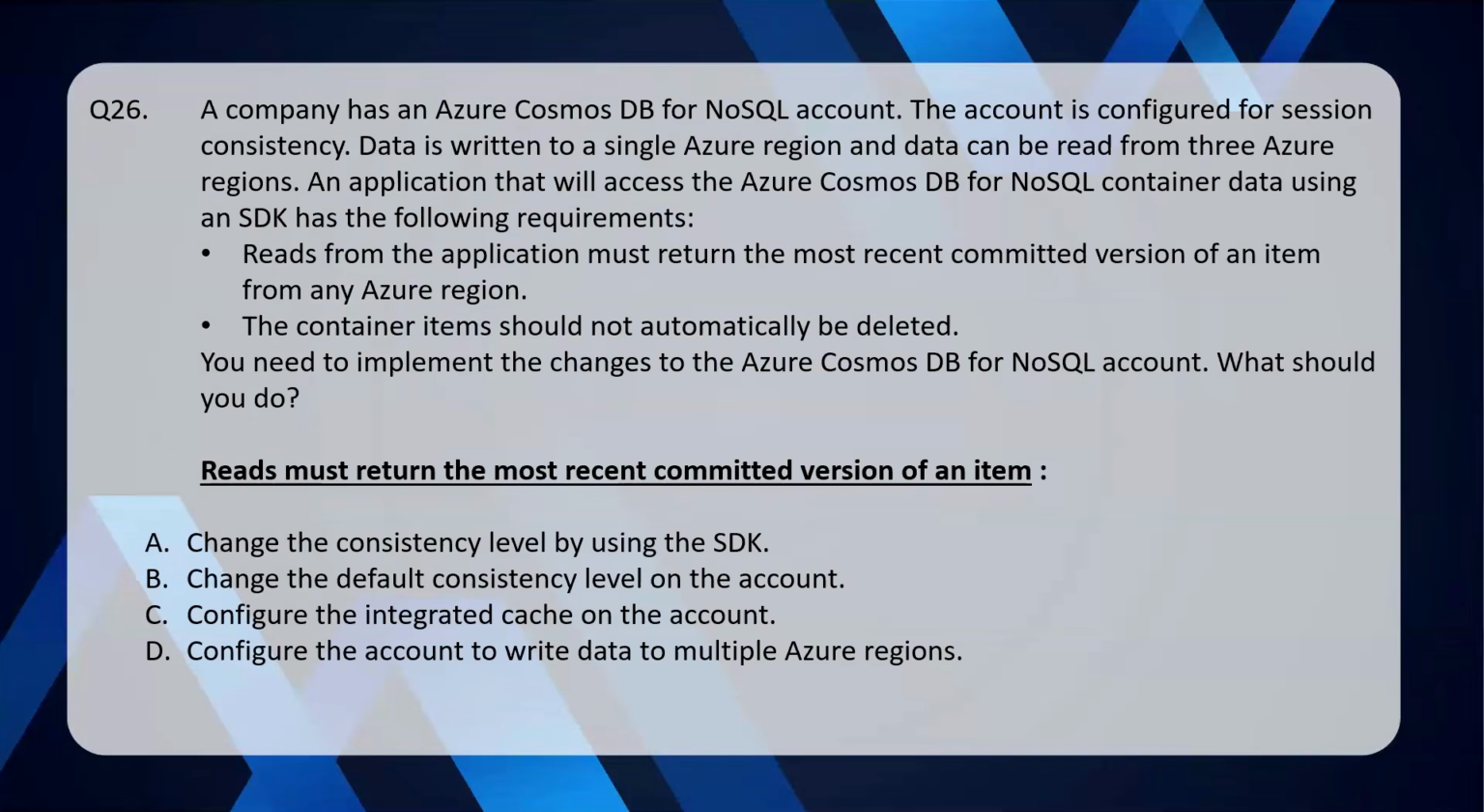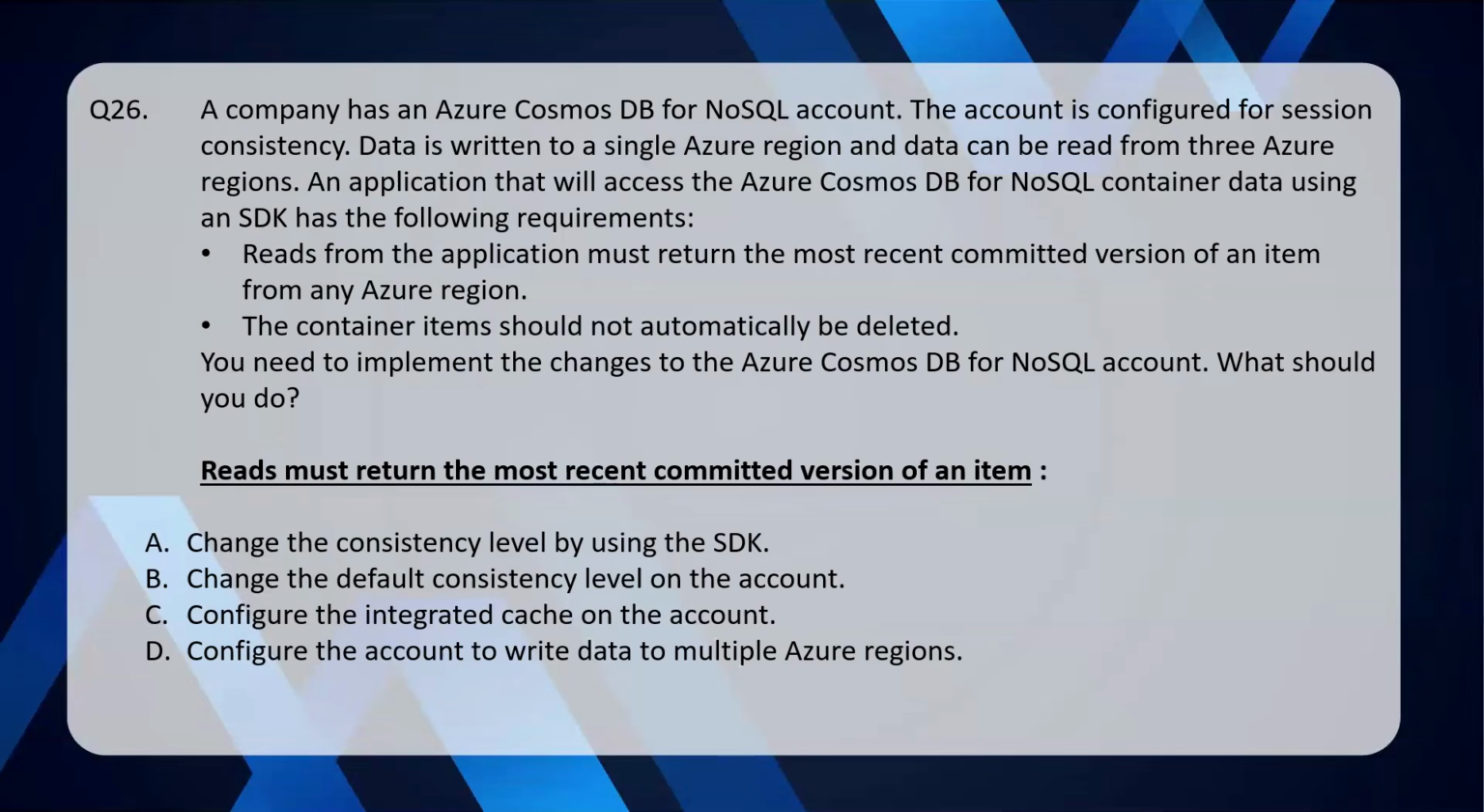The container items should not automatically be deleted. You need to implement the changes to the Azure Cosmos DB for NoSQL account. What should you do? The first part of the question is talking about reads must return the most recent committed version of an item. Your options are change the consistency level by using the SDK, change the default consistency level on the account, configure the integrated cache on the account, configure the account to write data to multiple Azure regions.